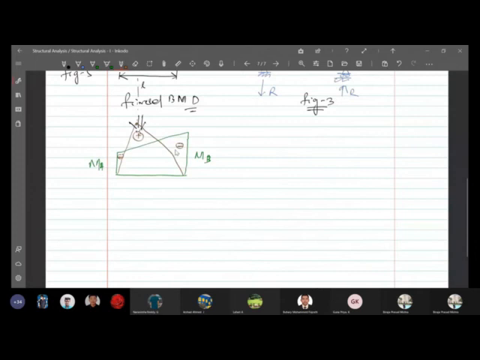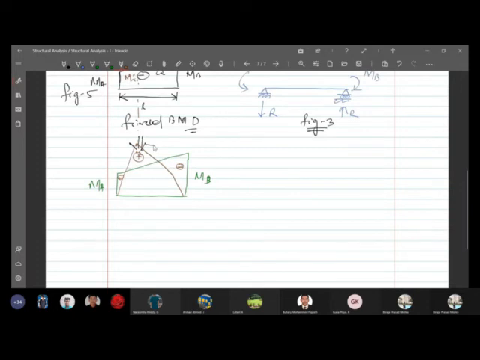Now this distance, from here to here, is W A B by L. Do we know what MA and MB are? Do we know the value? Till now, no, we don't know that. So I can write this as the resultant bending moment diagram for the fixed beam.